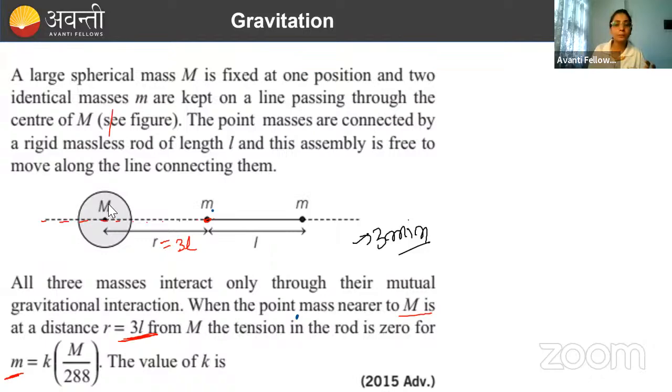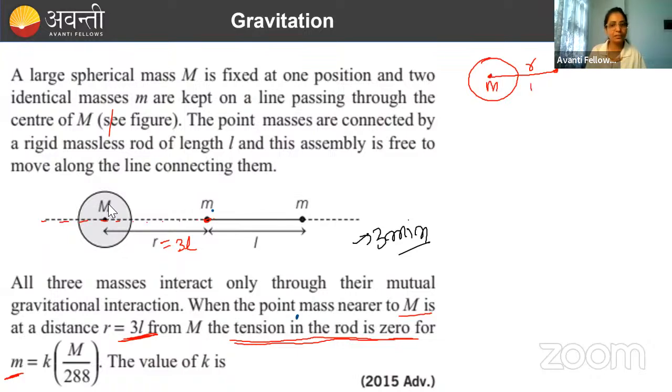Everything you must have understood, but the pickup line here is tension in rod is 0. Tension in rod is 0 when this small mass m is at a distance 3L from the larger sphere. Again, one more thing we need to remember, which you must remember, is that if there is a solid sphere or hollow sphere, be it a charged sphere or a sphere of mass m, the gravitational field or electric field at a distance r, where r is an outside point, behaves like the mass m is simply concentrated at its center.